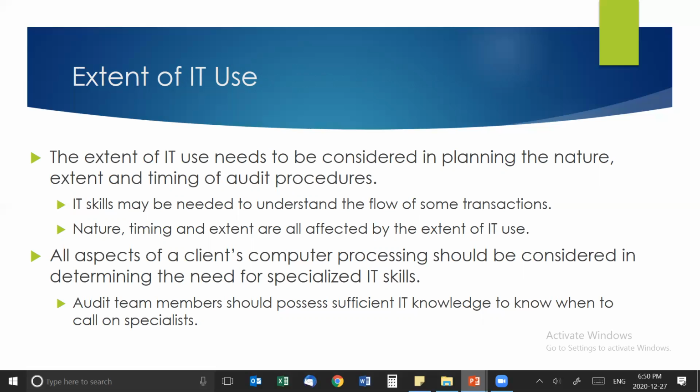The client's computer processing should be considered in determining if there's any need for specialized IT skills. Audit team members should possess sufficient IT knowledge, but they also need to know when to call a specialist to help them understand the IT process that the client goes through to record their entries and to create their financial statements.